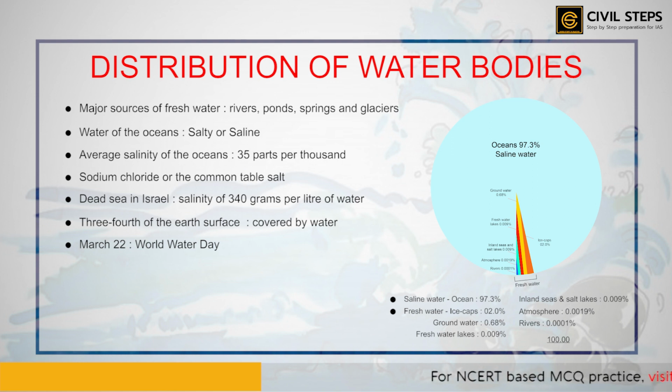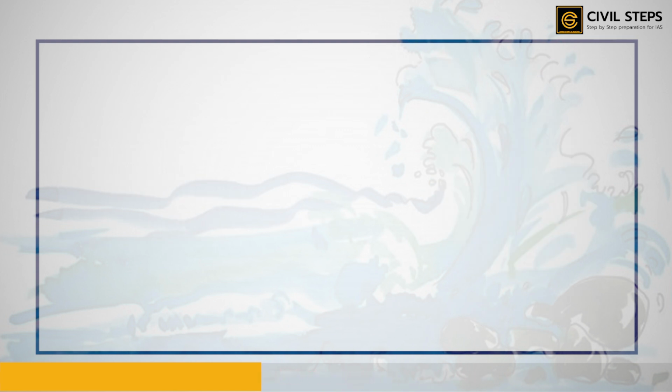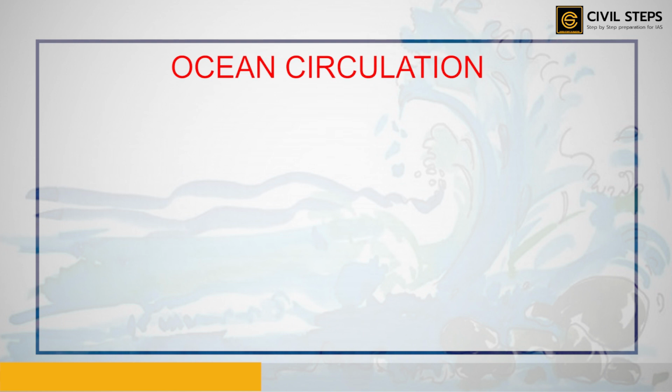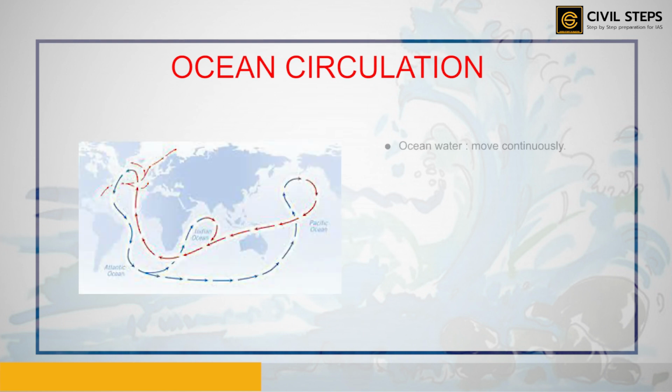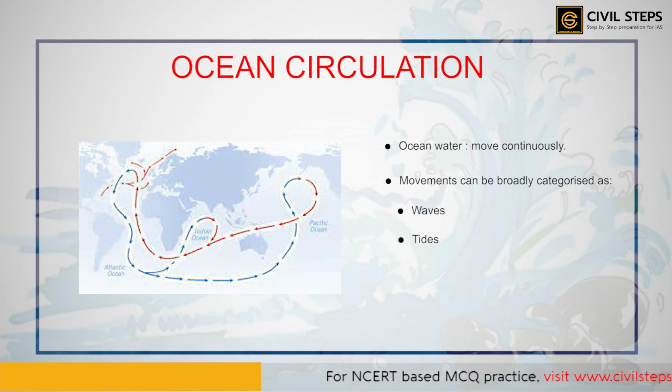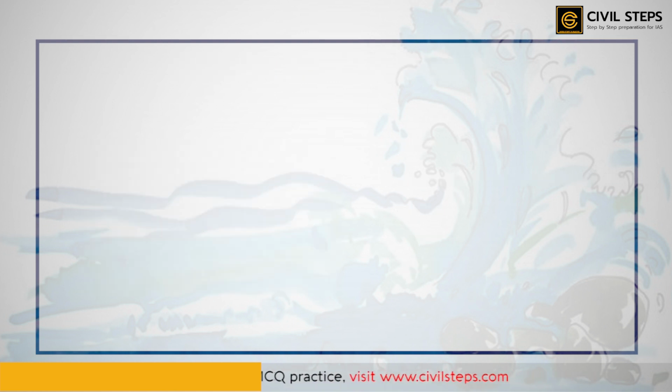After discussing the water cycle and the distribution of water bodies, let us discuss the last part, that is the ocean circulation. Ocean water keeps moving continuously, and these movements in the oceans can broadly be categorized into three: first, the waves, second, the tides, and third, the currents. So first we will discuss the waves.